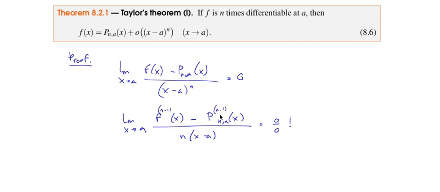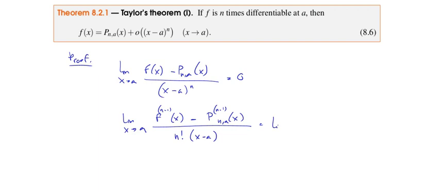Okay, so then here, this is n times n minus 1 times n minus 2 times, you differentiated n times, this is n factorial times x minus a, right? And now what is this, right?